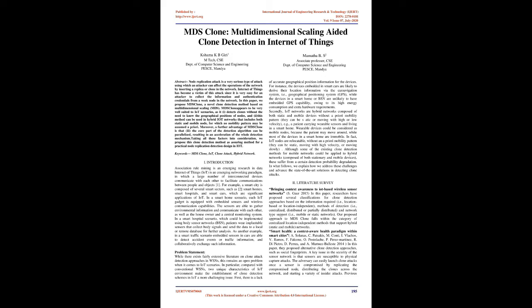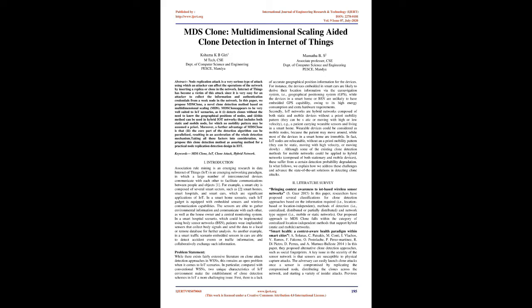Problem statement. While there exists fairly extensive literature on clone attack detection approaches in WSNs, this remains an open problem when it comes to IoT scenarios. In particular, compared with conventional WSNs, 2 unique characteristics of IoT environment make the establishment of clone detection schemes in IoT a more challenging issue. First, there is a lack of accurate geographical position information for the devices. For instance, the devices embedded in smart cars are likely to derive their location information via the car navigation system, i.e., geographical positioning system, GPS, while the devices in a smart home or BSN are unlikely to have embedded GPS capability, owing to its high energy consumption and extra hardware requirements.